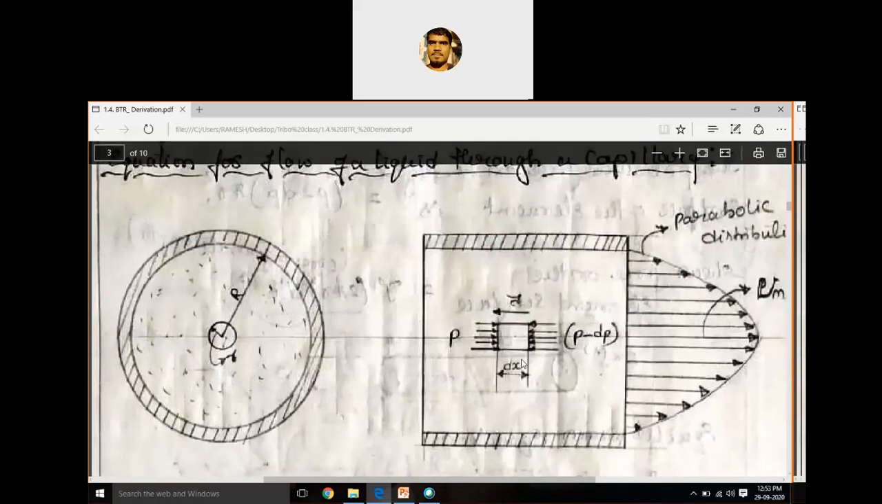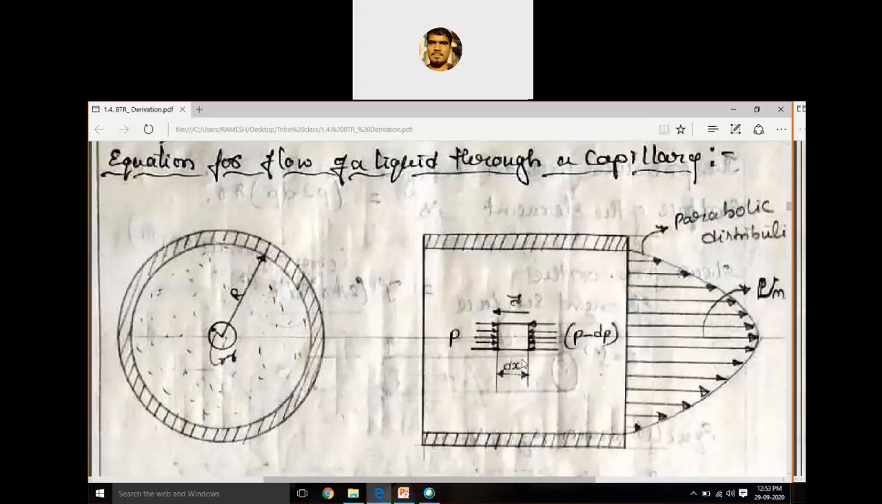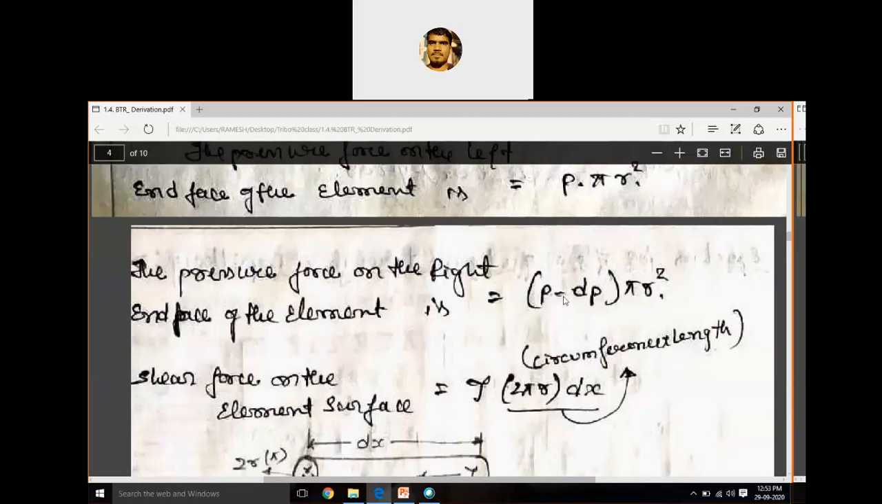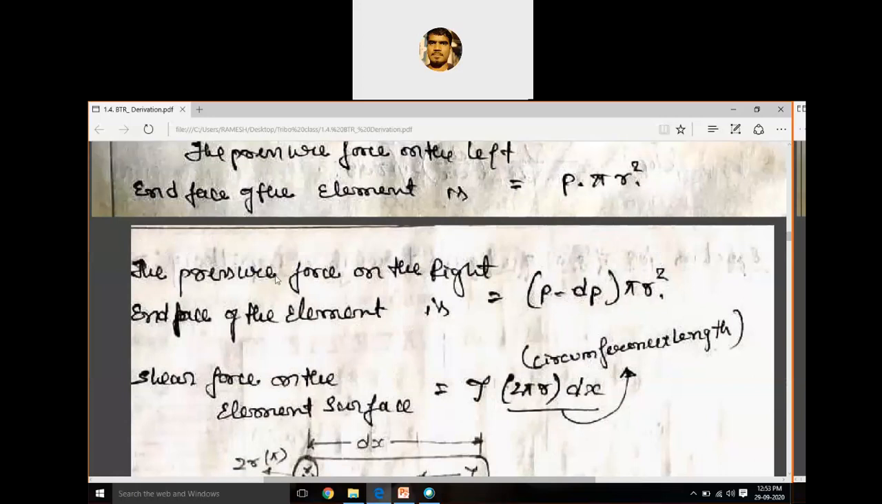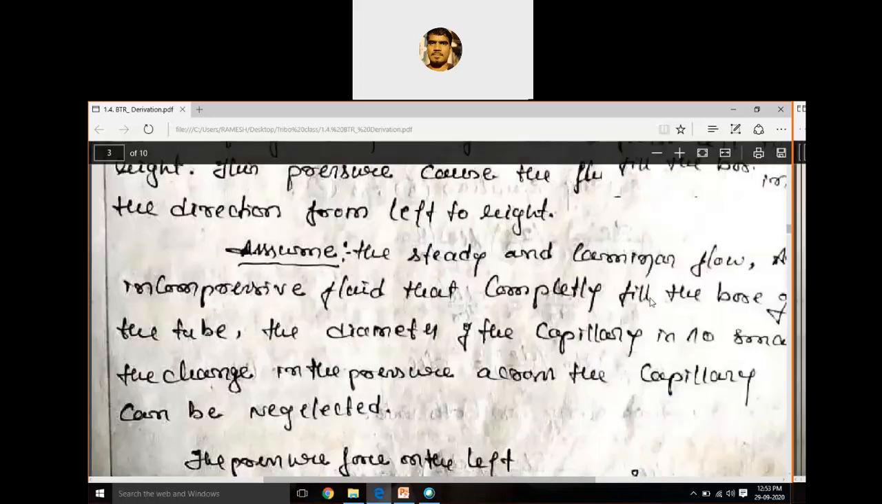Similarly, the pressure force on the right face is with the same pressure, but the pressure is less on the right side compared to the left side. So it is P minus dP, where dP is a small change in the pressure. The area is the same, pi r square. The force on the right hand side is P minus dP into pi r square.